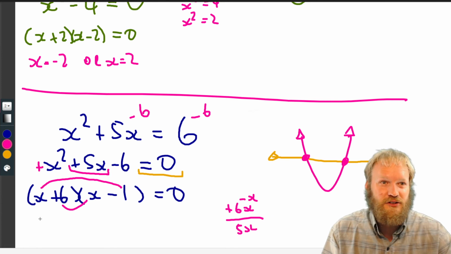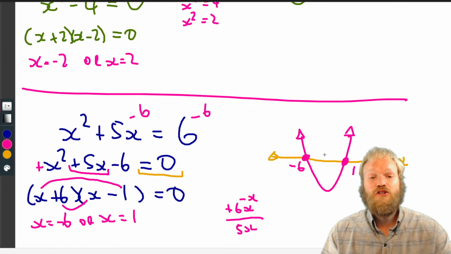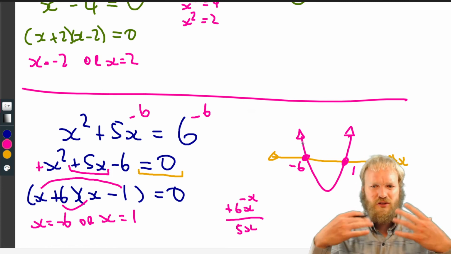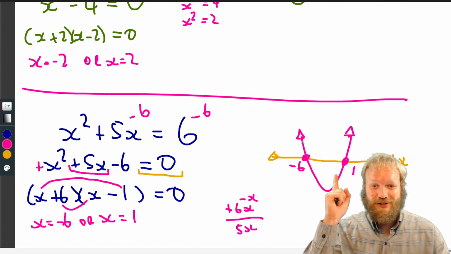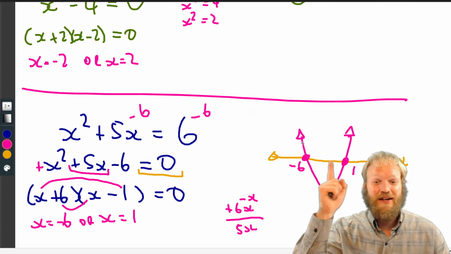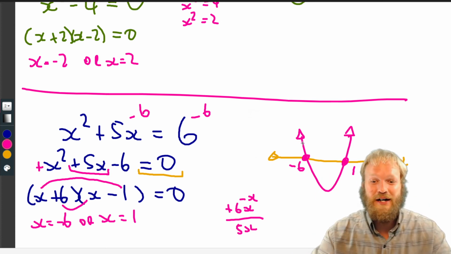From our factorizing, x equals minus 6 over there, or x equals 1. So there are 2 solutions to our equation. And we've got this concept, as I said, that's so important, sitting right up here. That we've got these 2 intercepts, right? We've got that minus 6 over there, and we've got the 1 over there. So keep that idea of this parabola in mind always.